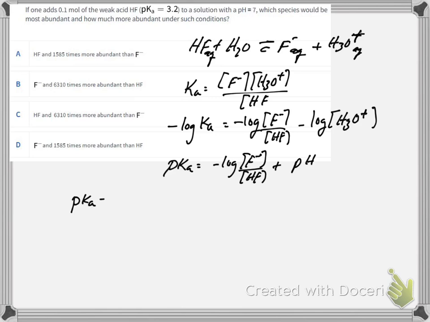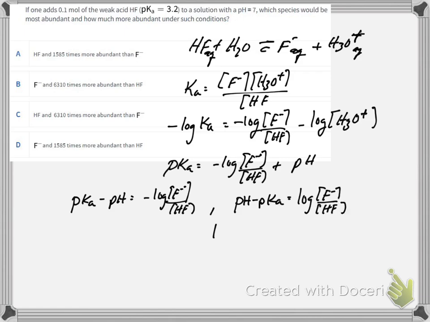And so in this problem, we're given pKa and pH. So we put everything on the side that we know. So pKa minus pH is this minus log F minus over HF. Now, as we mentioned in the last problem, this is not a very convenient way to solve for F minus, the ratio of F minus to HF.